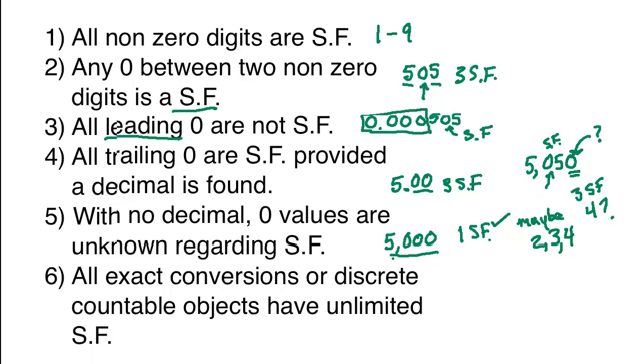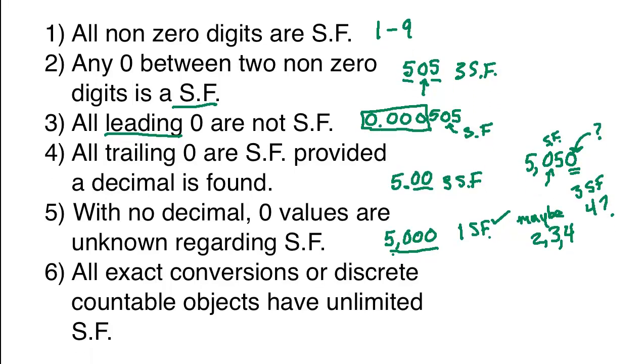So number 6, all exact conversions or discrete countable objects have an unlimited number of significant figures. That was like the example I gave when I said you're counting people. Let's say, for instance, I own 2 dogs. If I were to report that, I could just use the number 2, and it's not considered 1 significant figure, it's not considered 2, it's not considered 0, it's considered an infinite number of significant figures.